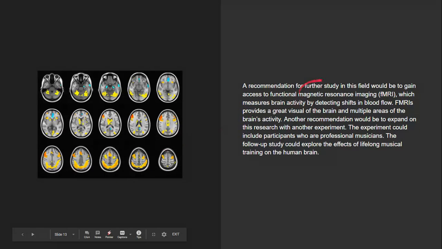A recommendation for further study would be using fMRIs, functional magnetic resonance imaging, to detect blood flow and map out the brain's activity. And this is great because it will show you exactly where the plasticity is happening. This is just a graphic that shows how it would work, and you can see that it would map out the plasticity. So I felt that if I were to have access to this, it'd be a great way to extend the research.